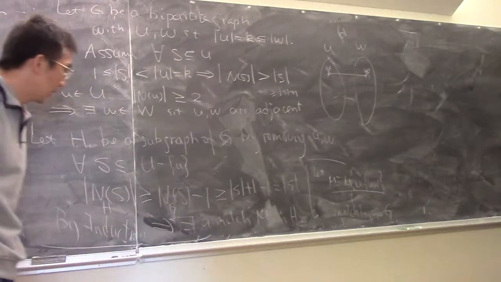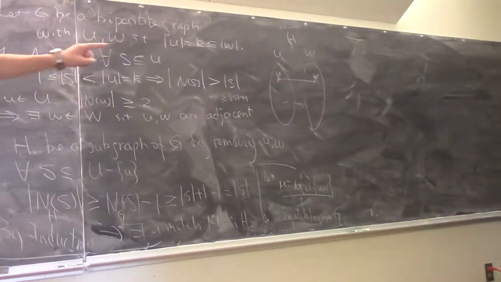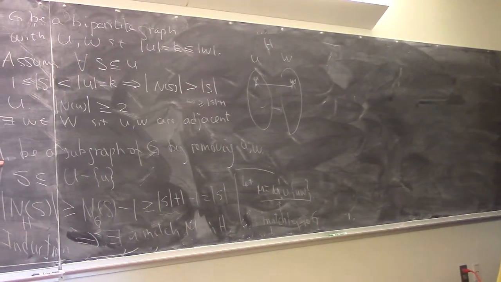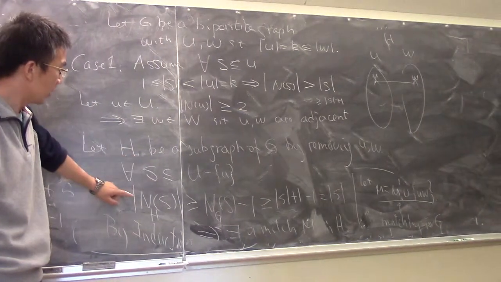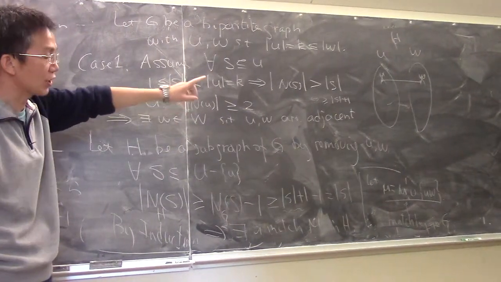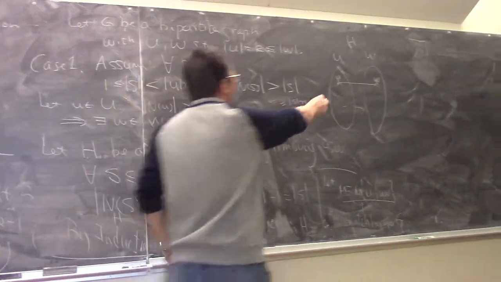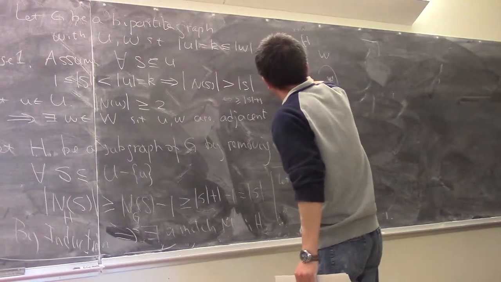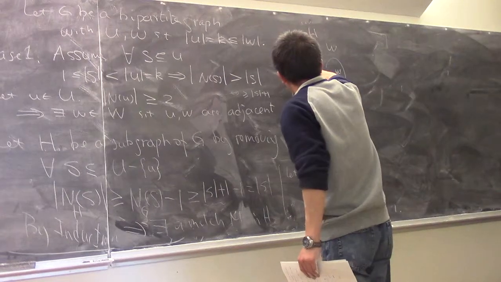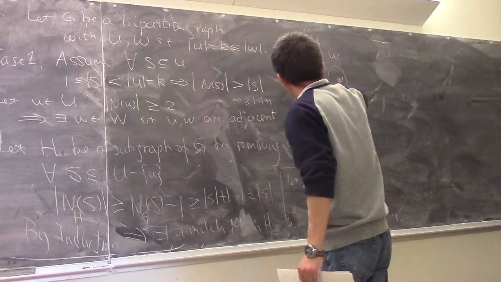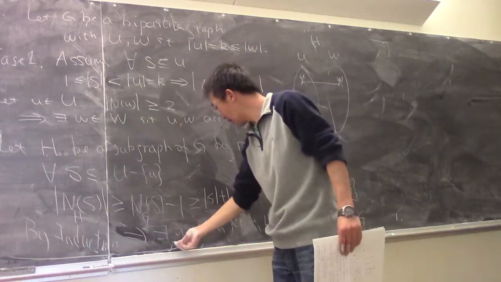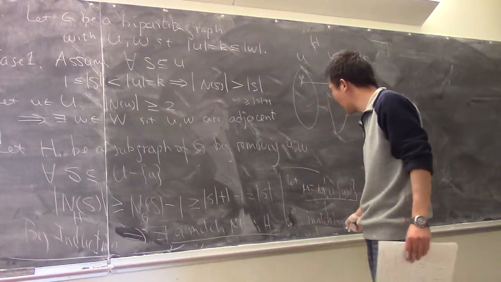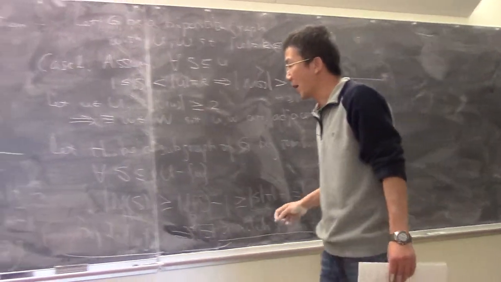Everyone in U is matched with someone in W, because by induction my H has the property. If you look at the cardinality of the U side of H, it is K minus 1, because you remove U from the large set U. So now by induction, there exists such a good matching. And then you add one more edge, you get another matching in G. So you are done. So in that case we handle it.